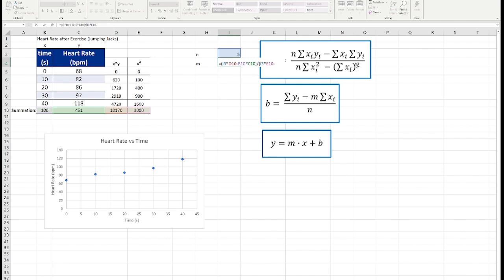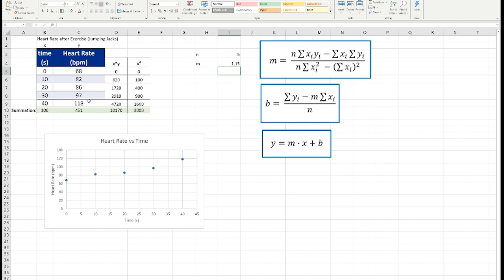Minus, and then I have the summation of my x's squared. So I'm going to click on my summation of x's, then I'm going to do the caret to do a square, and then I'm going to put a 2, so it squares just that term. Close my parentheses because that's the end of my denominator, and I'm going to hit enter. I get 1.15 for my slope.